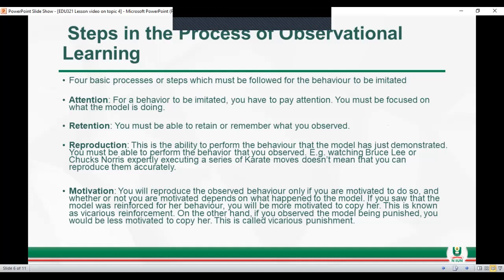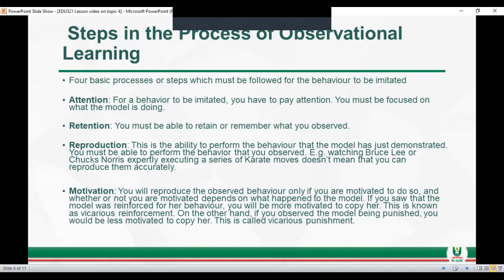It's not automatic. You don't just see someone misbehaving, or see a model behaving violently or behaving in a good way, and automatically imitate the action of that model. There are 4 basic processes. If these processes are absent, if they are omitted, then the likelihood of imitating that action is reduced.